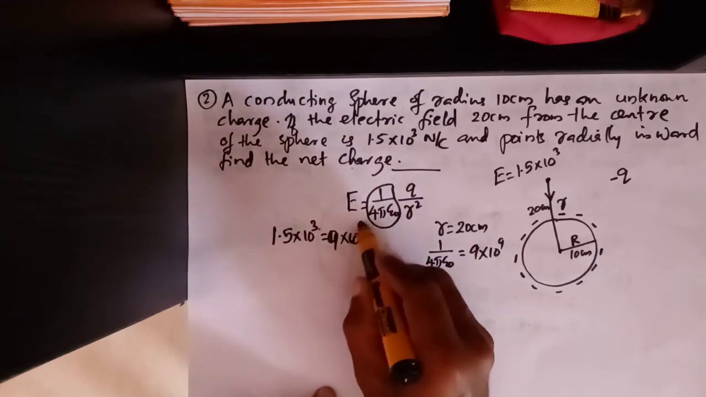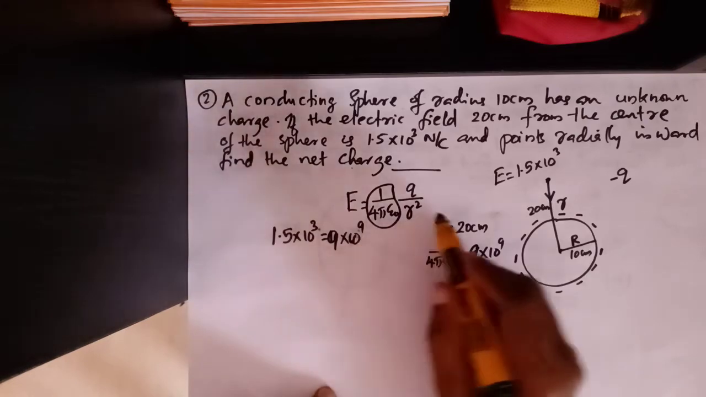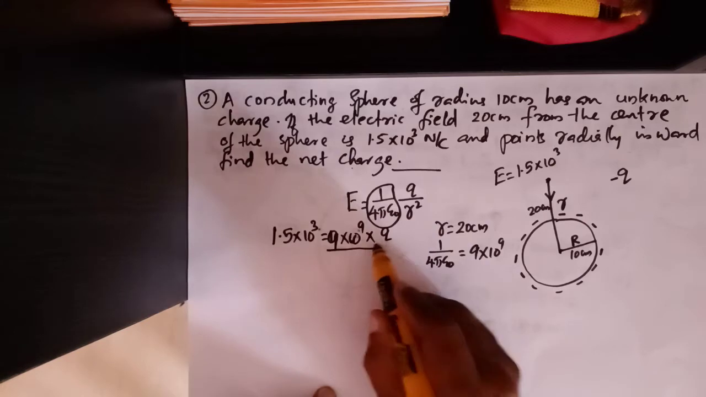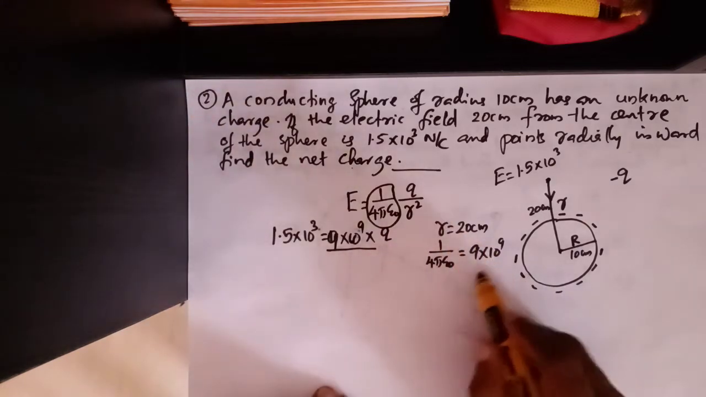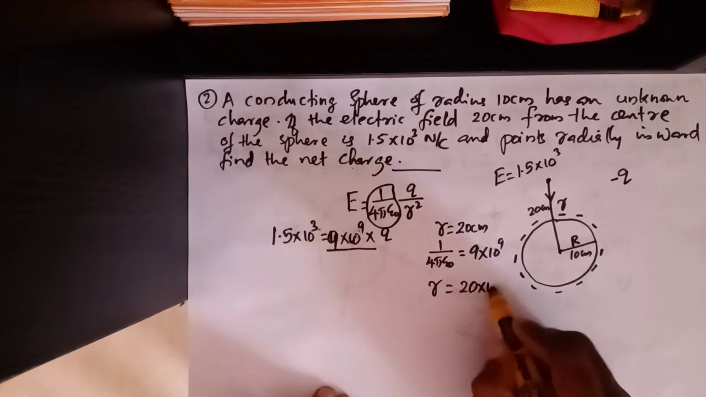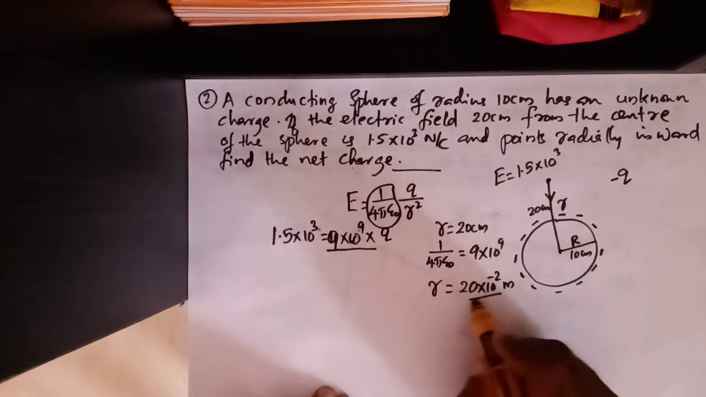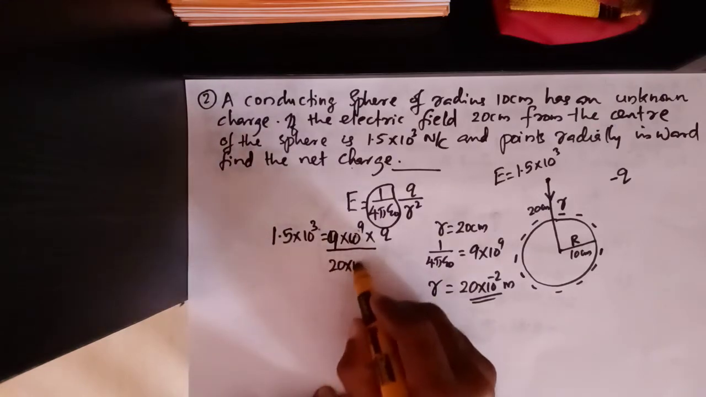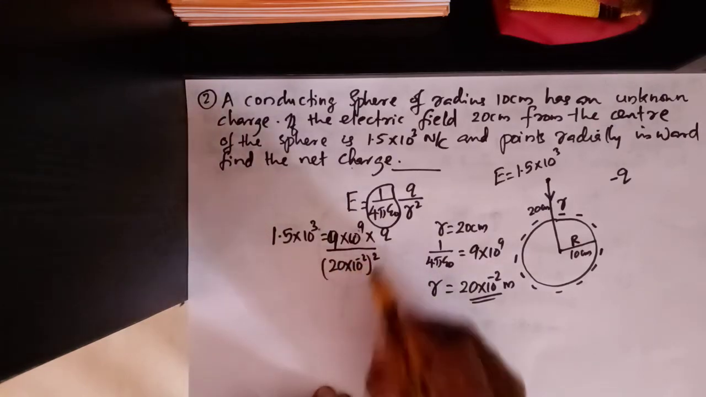9 into 10 raised to 9. Then we have Q divided by r square. What is r square? This is r. R is equal to 20 into 10 raised to minus 2 meter, in meters. So I substitute r square: 20 into 10 raised to minus 2, the whole square.